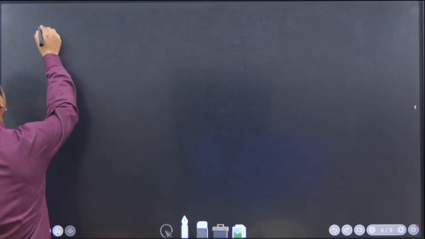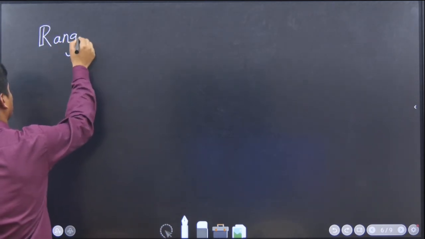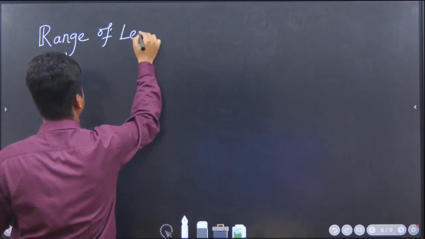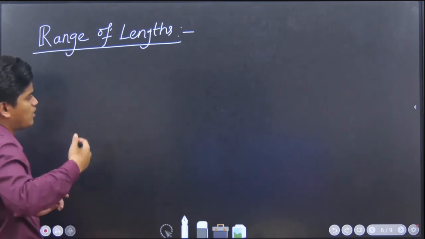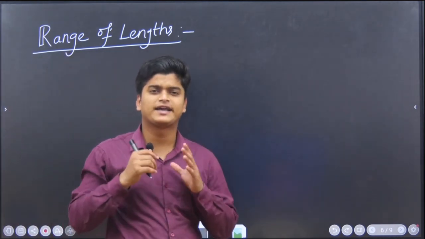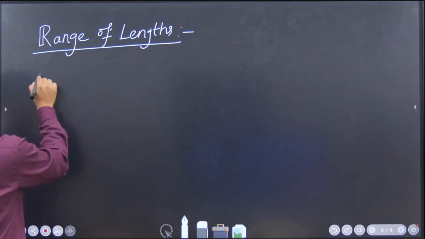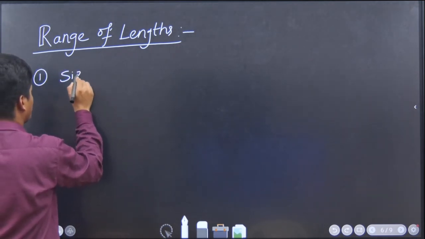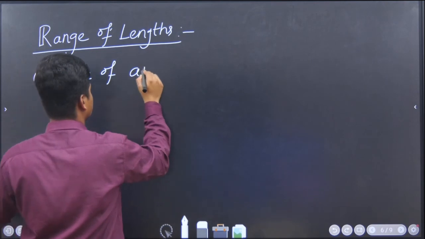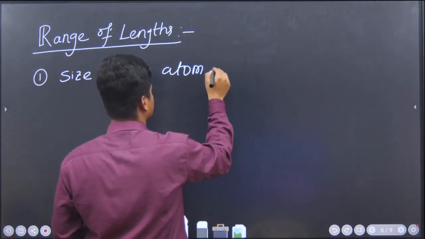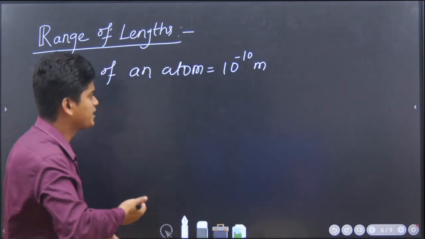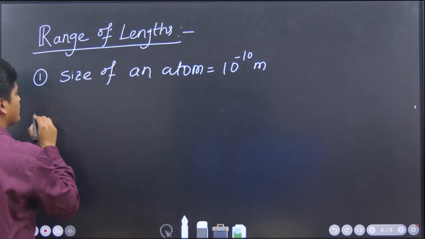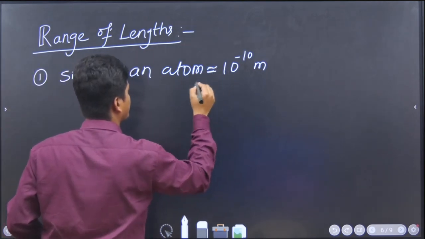Okay. Now, here let me go for another thing, that is basically called range of lengths. Okay. So, you will understand what type of length measurement we can do, some practical units of length. First of all, remember number 1 point: if you want to understand the size of an atom, that comes around 10 to the power minus 10 meter, or in angstrom basically. So, in the order of 10 to the power minus 10 meter.